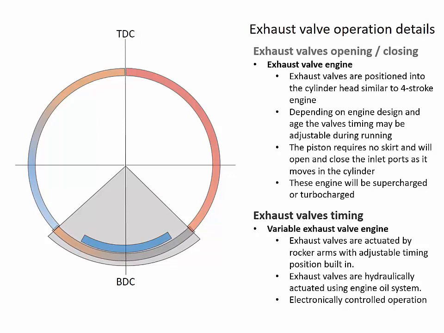So for variable exhaust valve timing, the exhaust valves are actuated by rocker arms with adjustable timing positions built in, or they may be hydraulically operated with actuators, and this hydraulic system and actuator system is electronically controlled.